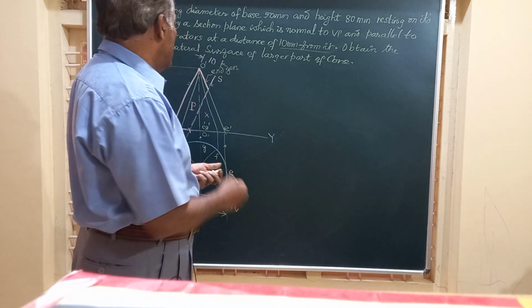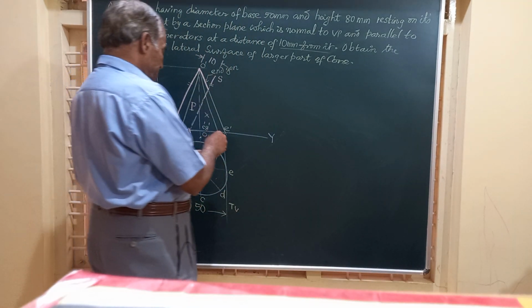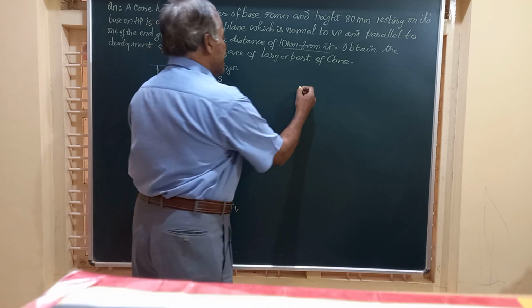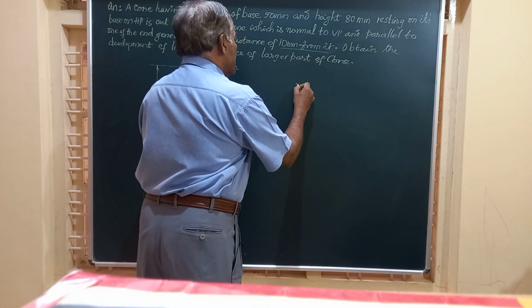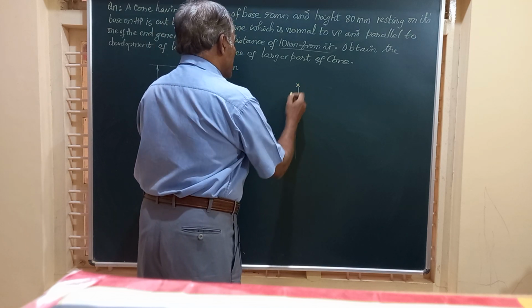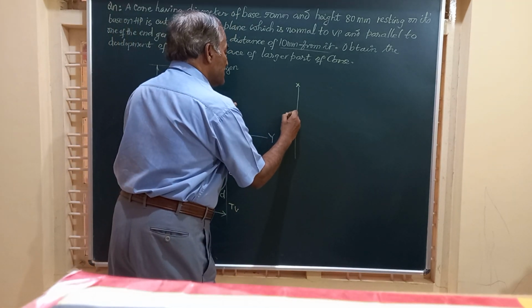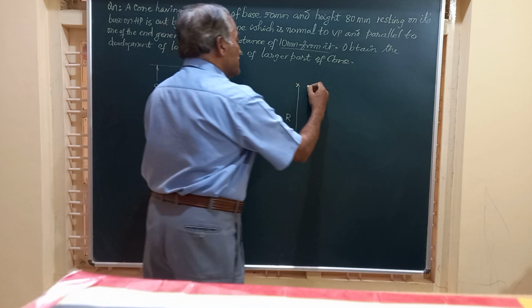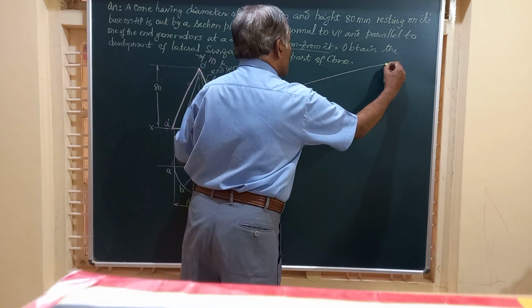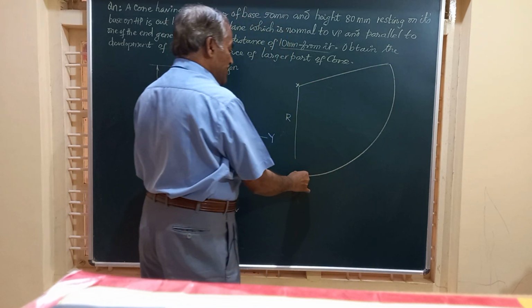Now friends, let us draw a sector which has the radius R. This is the slant generator length, and here we know the angle. So we are going to draw an arc here.